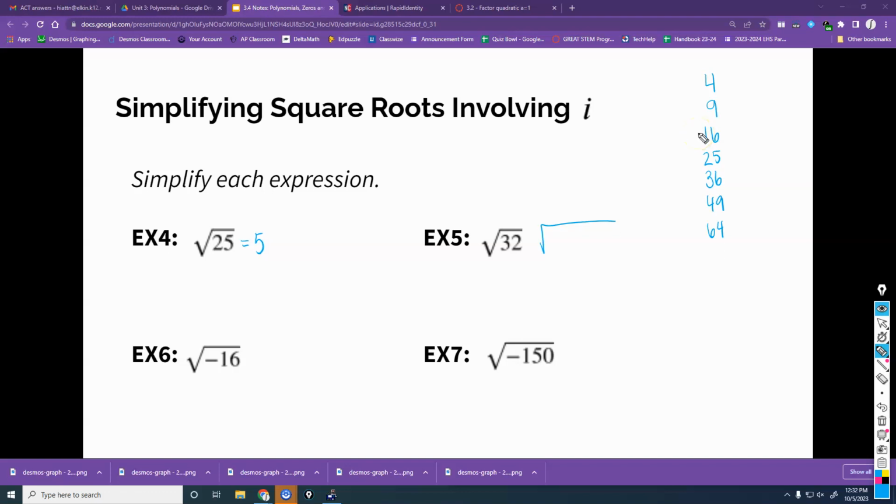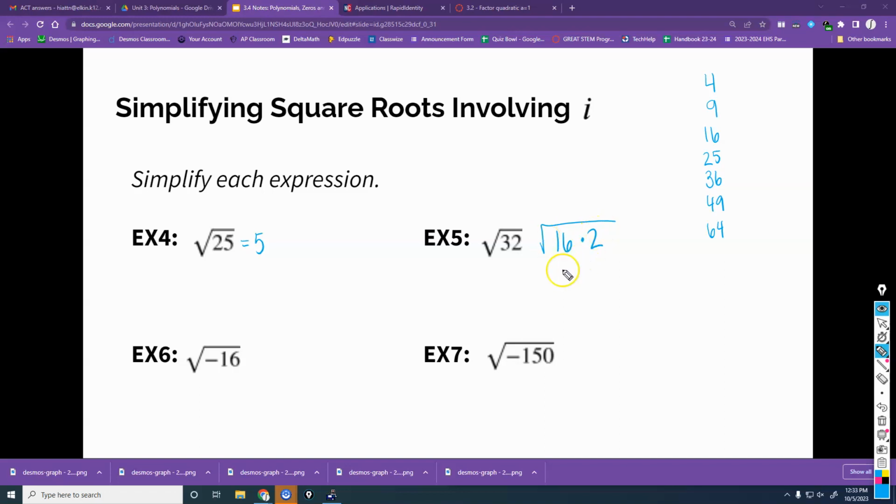So what could I use here? 25 times what? You got to be multiplying. 25 times anything will not give me 32. So it's not 25. 16 times what? Times 2. Now, 8 and 4 will also work, but you want to use the biggest perfect square you can use. So 16 is better than 4. If you do 8 and 4, you got to break it down again.